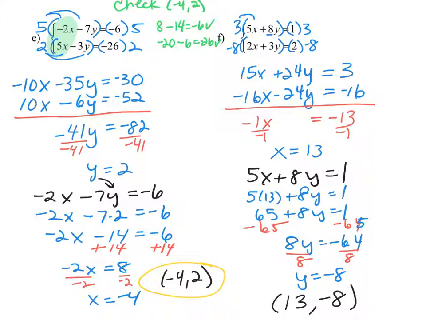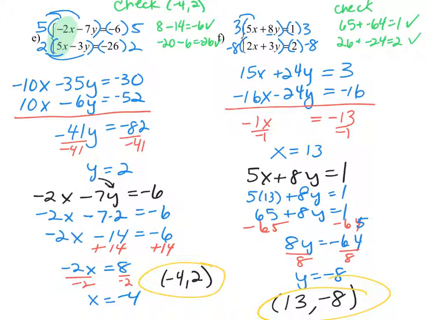We check that back into the original equations. So we have 5 times 13, which is 65. And 65 plus 8 times negative 8, which is negative 64. That does equal 1. And then 2 times 13 is 26, plus 3 times negative 8 is negative 24. That does equal 2. So we know that 13, negative 8 is a solution to that system of equations.